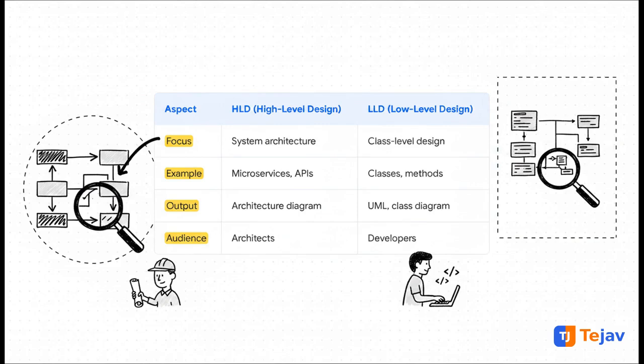HLD focuses on the whole system architecture. Things like microservices, databases, and APIs. It's the kind of stuff architects work on. LLD, on the other hand, zooms right into the class level. We're focused on specific classes, their methods, their attributes. This is really for us developers, and the output is usually a detailed diagram, like a UML class diagram.